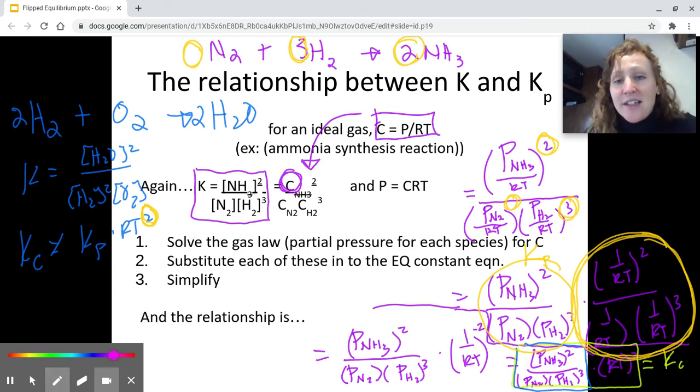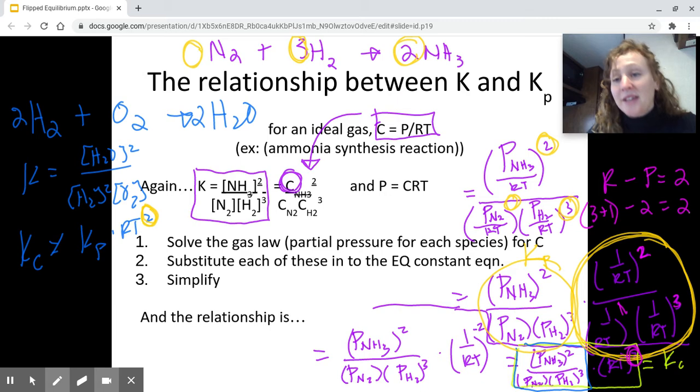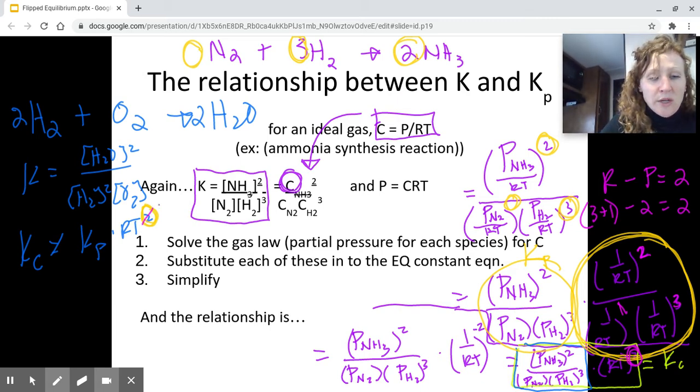And notice here that 2 that came out, RT raised to the 2, right? It came from taking the coefficients of our reactants, 1 and 3, and subtracting the coefficient of our products, which was a 2. So the coefficients of our reactants minus the coefficients of our products, that's what actually got us to the 2. So 3 plus 1 minus 2 equals 2, right? So we can use that in place of a number. Reactants minus products. So there you go.